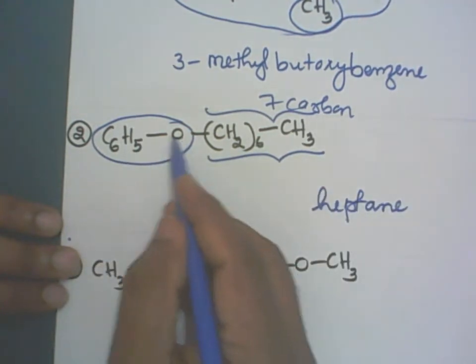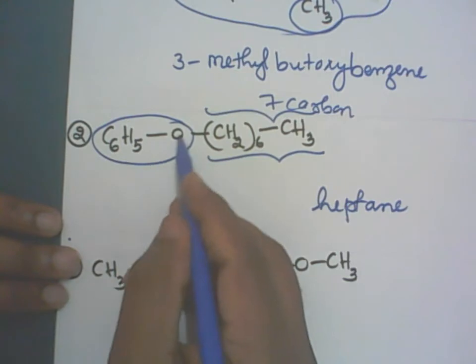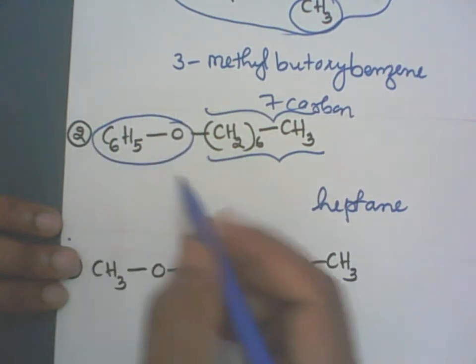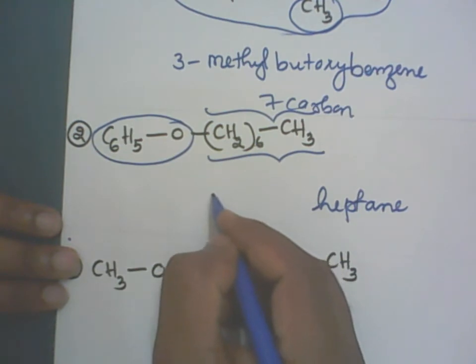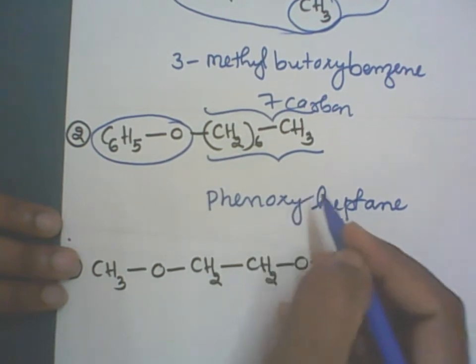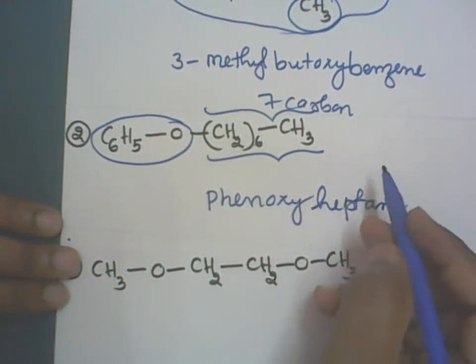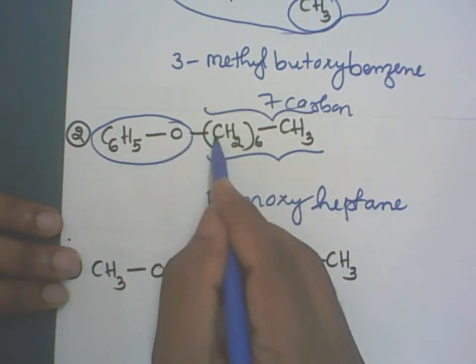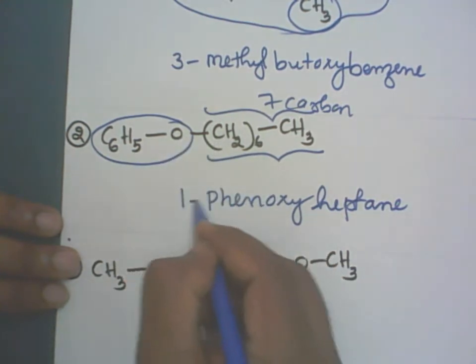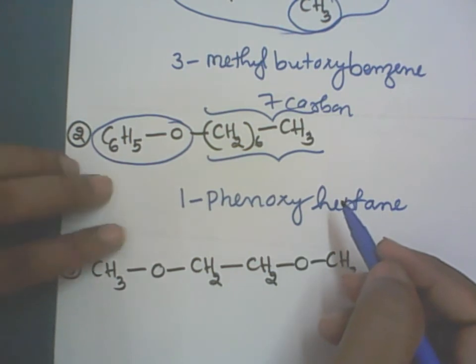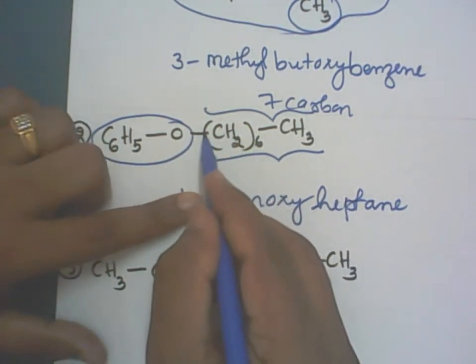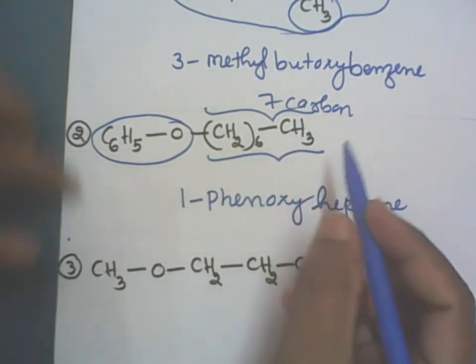Benzene plus oxy, we don't call it benzoxy. Benzene is a substituent, so it becomes phenyl, and it becomes phenoxy. So it is a phenoxy heptane. This phenoxy group is attached to carbon number 1 directly. I can also mention 1-phenoxy, or it is understood that if I don't write the 1, it is attached to the terminal carbon atom of the heptane group.